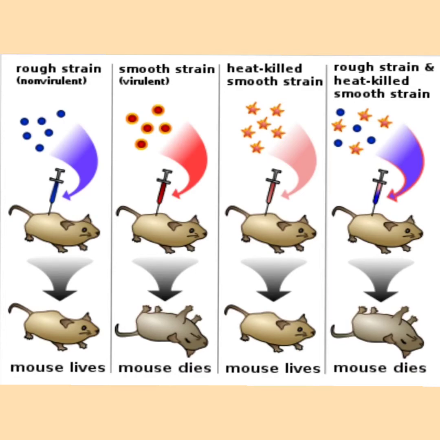Then the rough strain, which is non-virulent, and the smooth strain, which was heat-killed and made avirulent, were injected together into the mouse, and the mouse dies. This showed that the transforming principle was transferred from the S strain. This indicates that there is some transforming factor that is transferred from one cell to another.